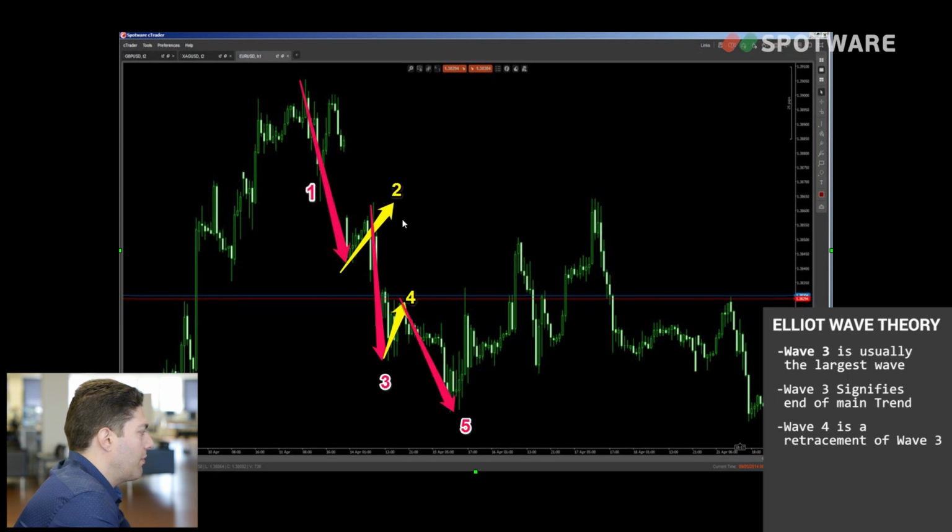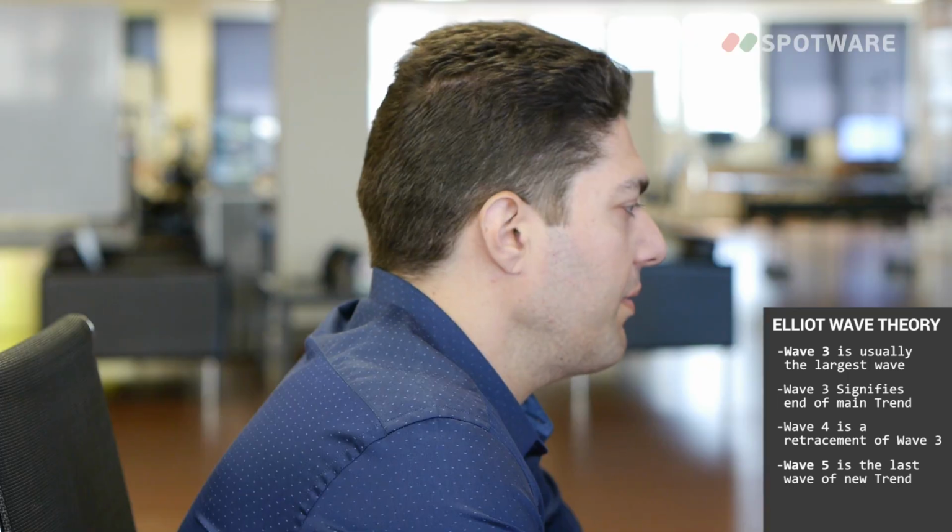Now let's talk about wave 5. Wave 5 is the last leg in the direction of the now dominant short trend. At the end of this wave, momentum indicators start showing divergences, and we have the full effect of the now prevailing downtrend. After the first 5 legs of the dominant trend, the corrective trend begins.